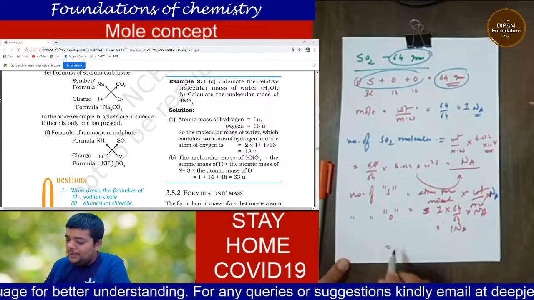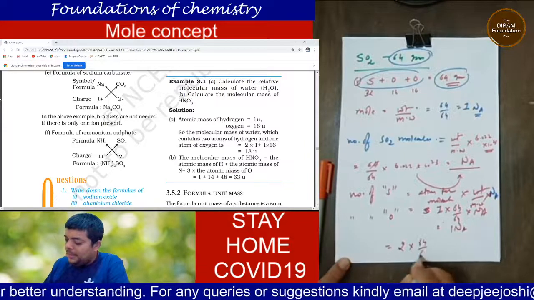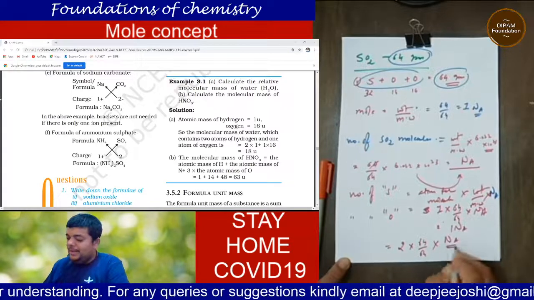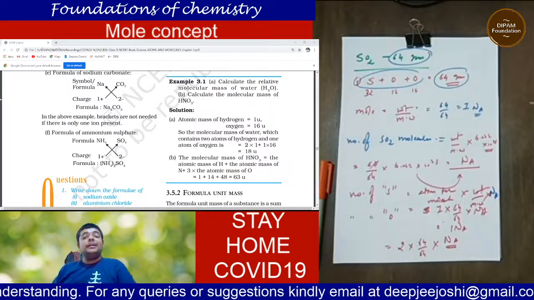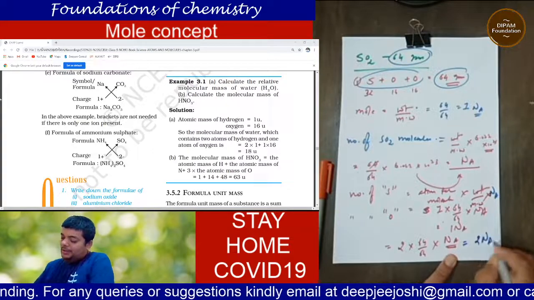Going for O, we know that in one SO2 molecule there are 2 O. Therefore, 2 multiplied by 64 divided by 64 into Na. Beta, in place of Na you can very well write 6.022 into 10 to the power 23. So yeah, your answer is 2Na.